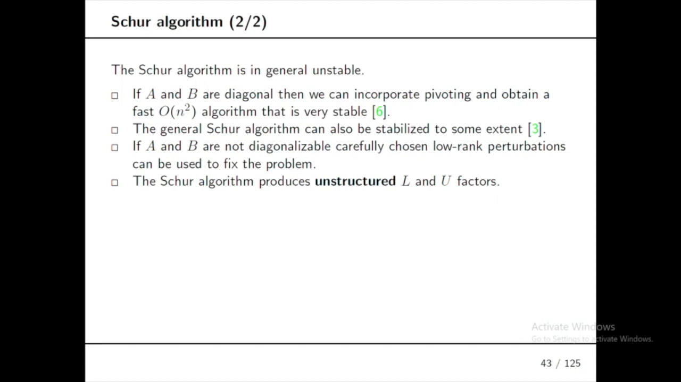So just to summarize, the Schur algorithm is in general unstable, right? Why? Because we're doing LU factorization without pivoting. So you're going to get the same growth factors as if you don't pivot. So it's in general going to be a terrible idea.